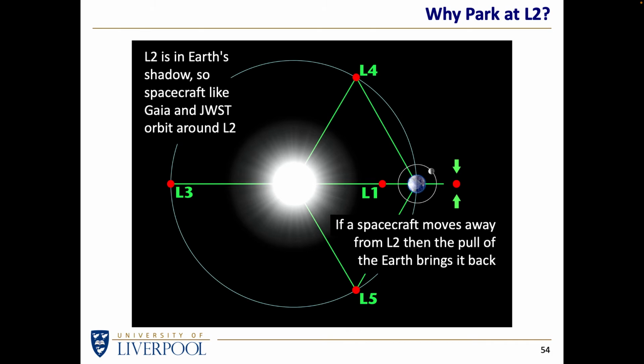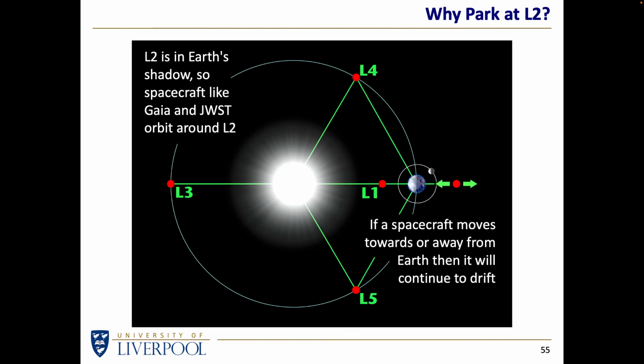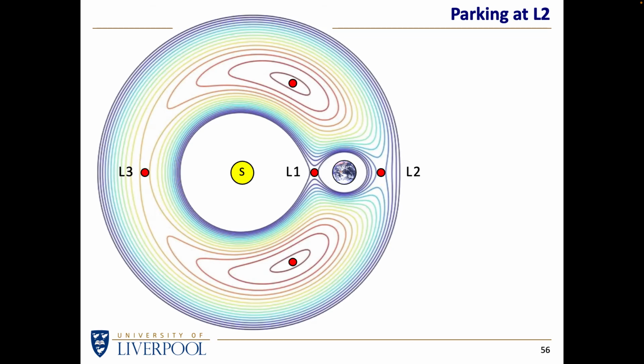The catch is that if it drifts in the left-right sense, according to this diagram, if it drifts towards the Earth, it'll get pulled more strongly towards the Earth, which means it drifts faster towards the Earth, which means it gets faster and faster and faster. In other words, if it drifts towards or away from the Earth, it doesn't self-correct. The other two directions, it always self-corrects, but in these two directions, it doesn't. If a spacecraft moves towards or away from the Earth, then it will continue to drift in that direction unless you do something about it.